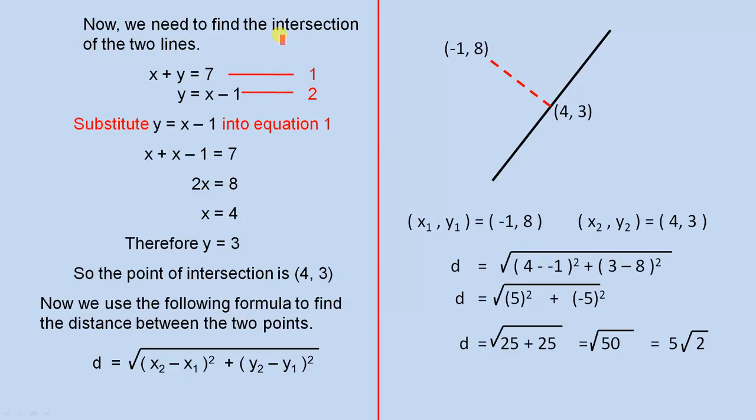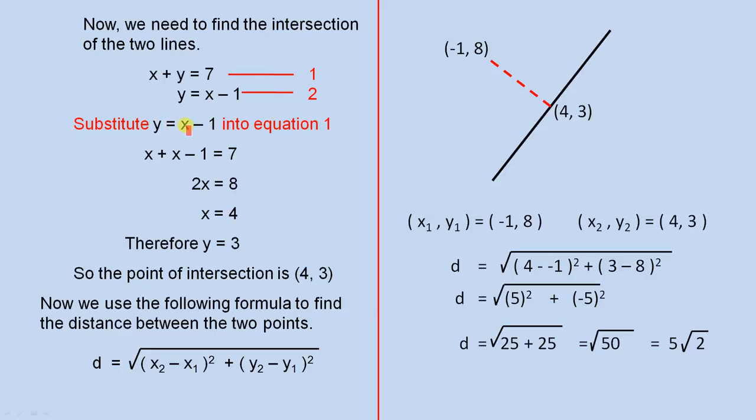Now we need to find the intersection of the two lines. So basically here's the black line and this is the red dotted line. We have to find this intersection here. Okay, we've just worked out the equation here of the red dotted line. That's the original equation we were given. And all we do is solve those two simultaneously.